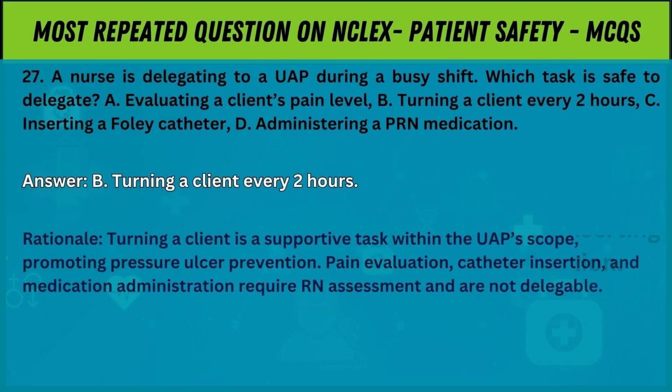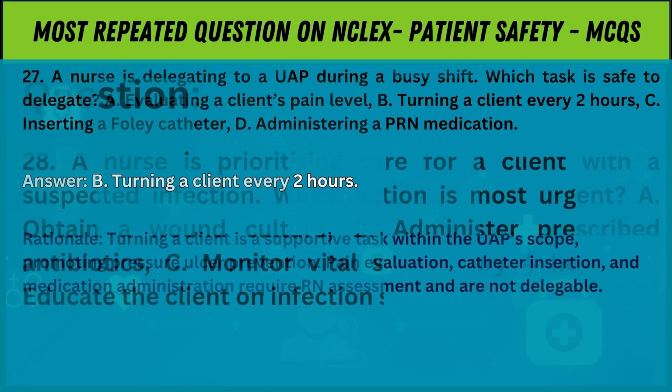Answer: B. Turning a client every 2 hours. Rationale: turning a client is a supportive task within the UAP scope, promoting pressure ulcer prevention. Pain evaluation, catheter insertion, and medication administration require RN assessment and are not delegable.